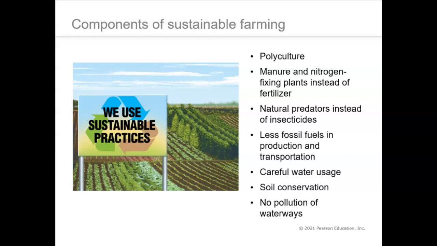They practice soil conservation, so that could be planting plants that help the soil not erode and just being careful about not tilling too much. And they're also committed to not polluting the waterways, and trying to rely less on fertilizer and less on insecticides is a great way to decrease the amount of pollution that is going into the waterways.